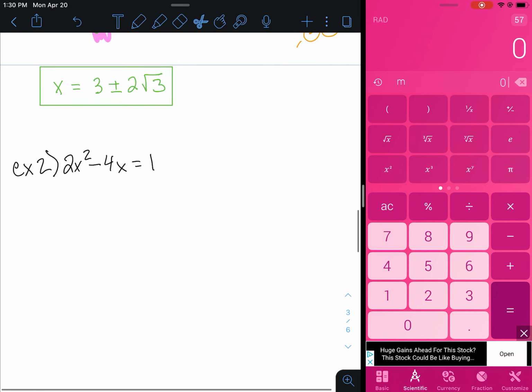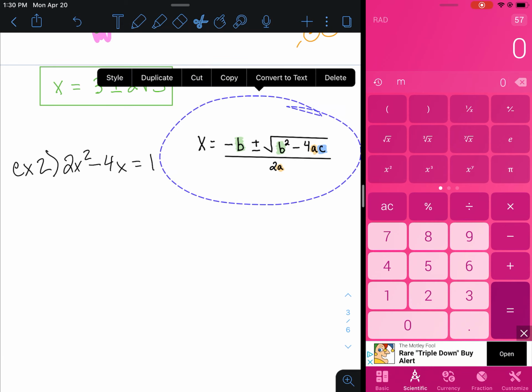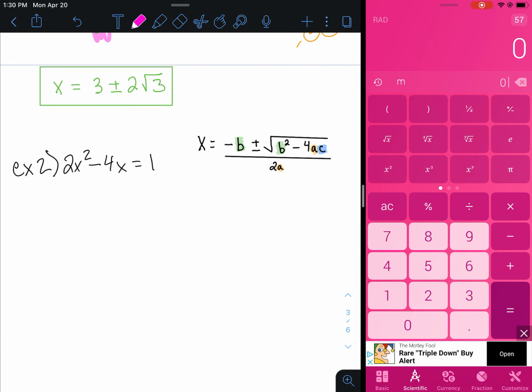All right, we're going to go on to our next example here. Remember that we have our quadratic formula here. Our problem is that this part, the 2x squared minus 4x equals 1, is not equal to 0. So we simply subtract our 1 to the other side. Remember, we have to use like terms. So this simply becomes 2x squared minus 4x minus 1 equals 0.